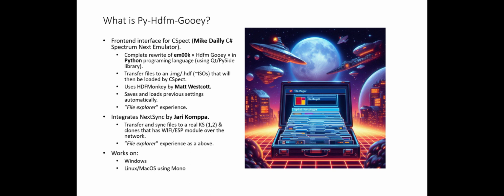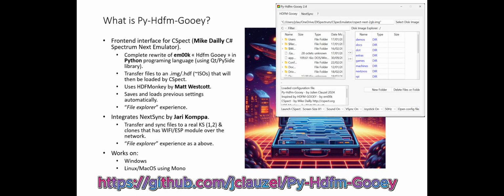So what is py-hdfm-gooey? It's a front-end interface for the CSpect emulator written by Mike Dailly for the ZX Spectrum Next. It provides an interface very similar to HDFM-Gooey, written by emOOK, but this is a complete rewrite in the Python language using Qt and the PySide library. It allows you to transfer files from your physical machine to the emulator image file, which is a kind of ISO that will be loaded into the CSpect emulator. So you can copy files back and forth.